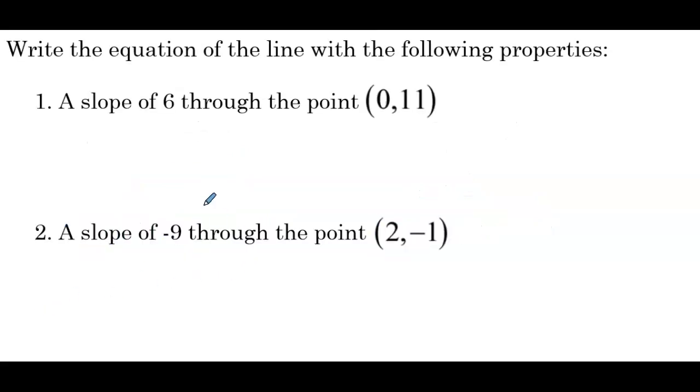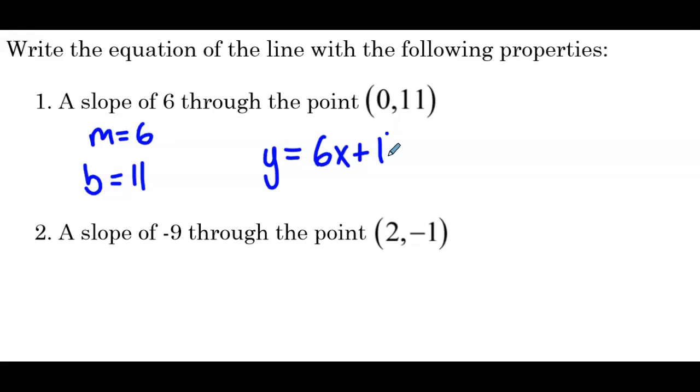So write the equation of the line with the following properties. So the first example, a slope of 6 through the point (0, 11). So this is our slope. Our slope is 6. And our y-intercept is (0, 11). So that means our b in the y equals mx plus b form is 11. So our equation is y equals 6x plus 11.